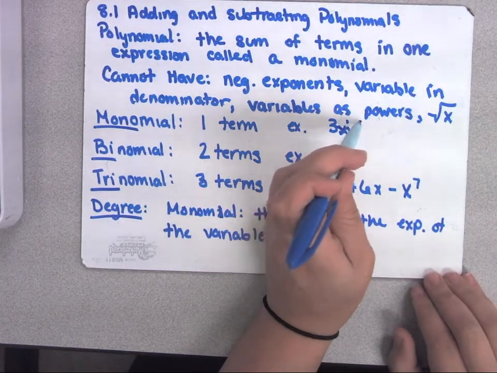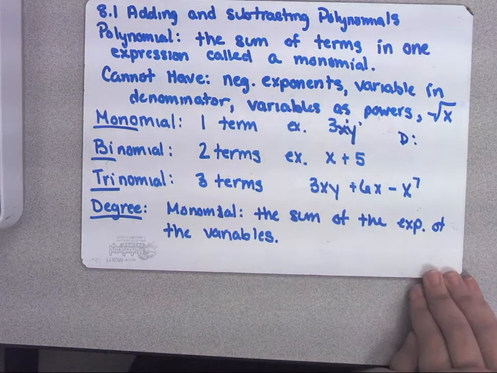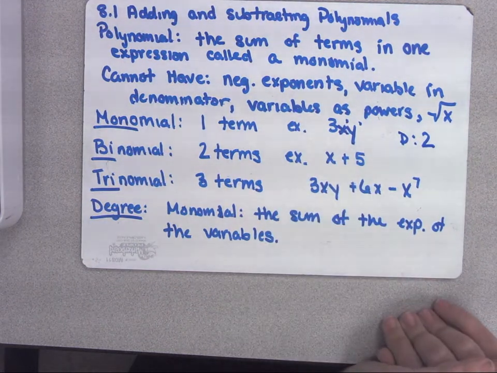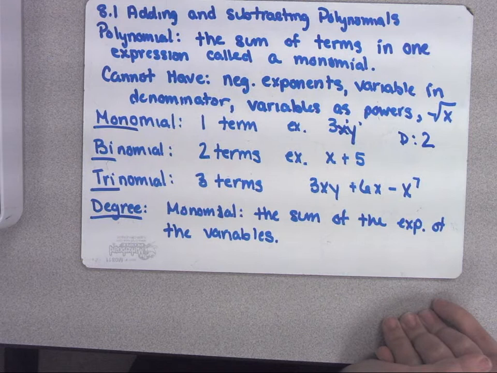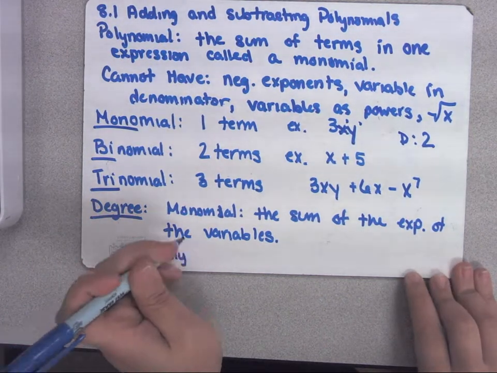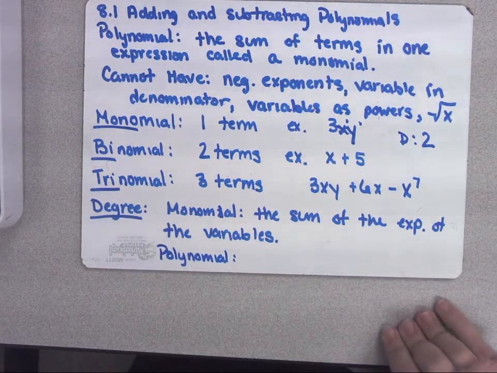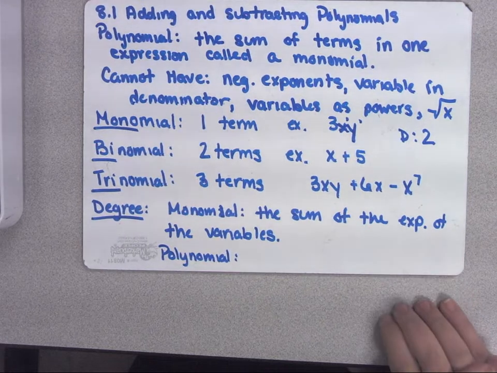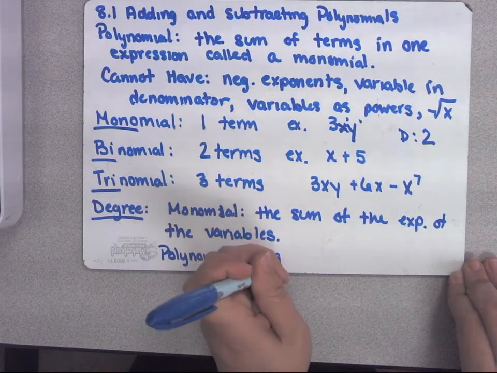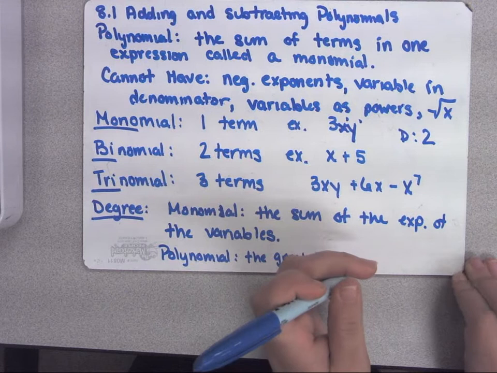So x to the first, y to the first. So that means this equation right here, its degree, I always just abbreviate with d, would be 2 because I would add those exponents together because it's a monomial. Okay. Now the degree of a polynomial is a little different. A polynomial, it is the greatest degree of any term.